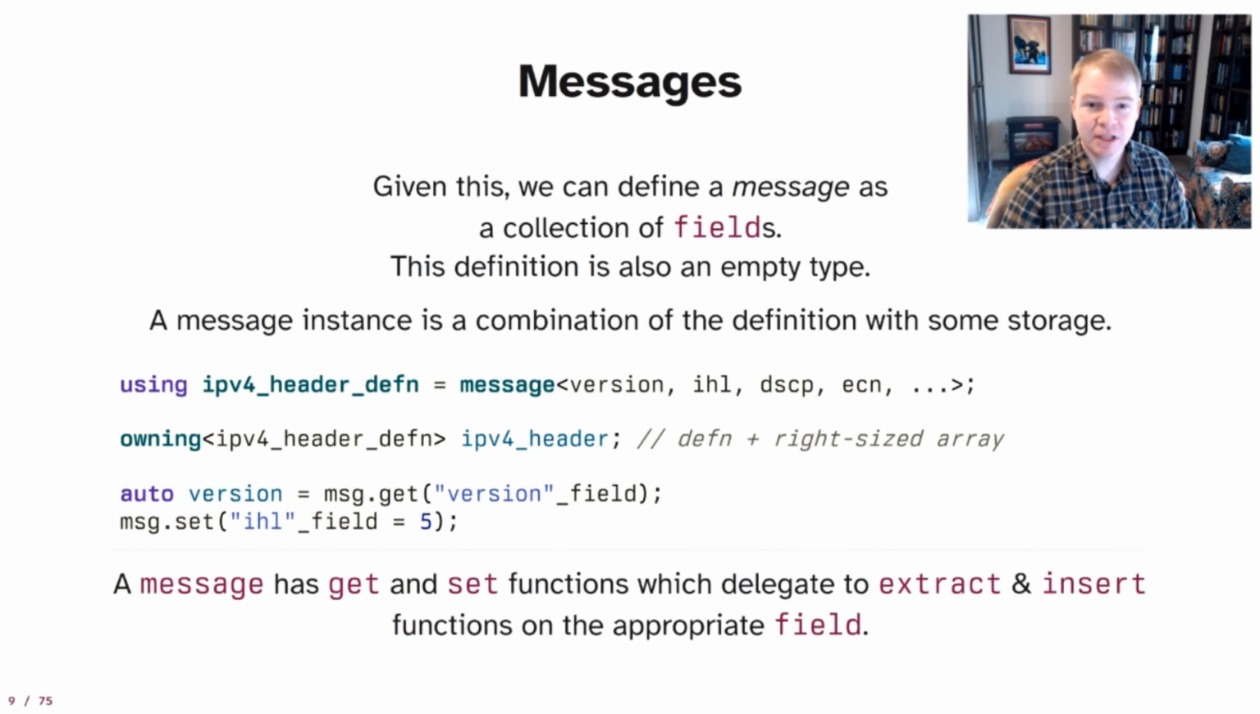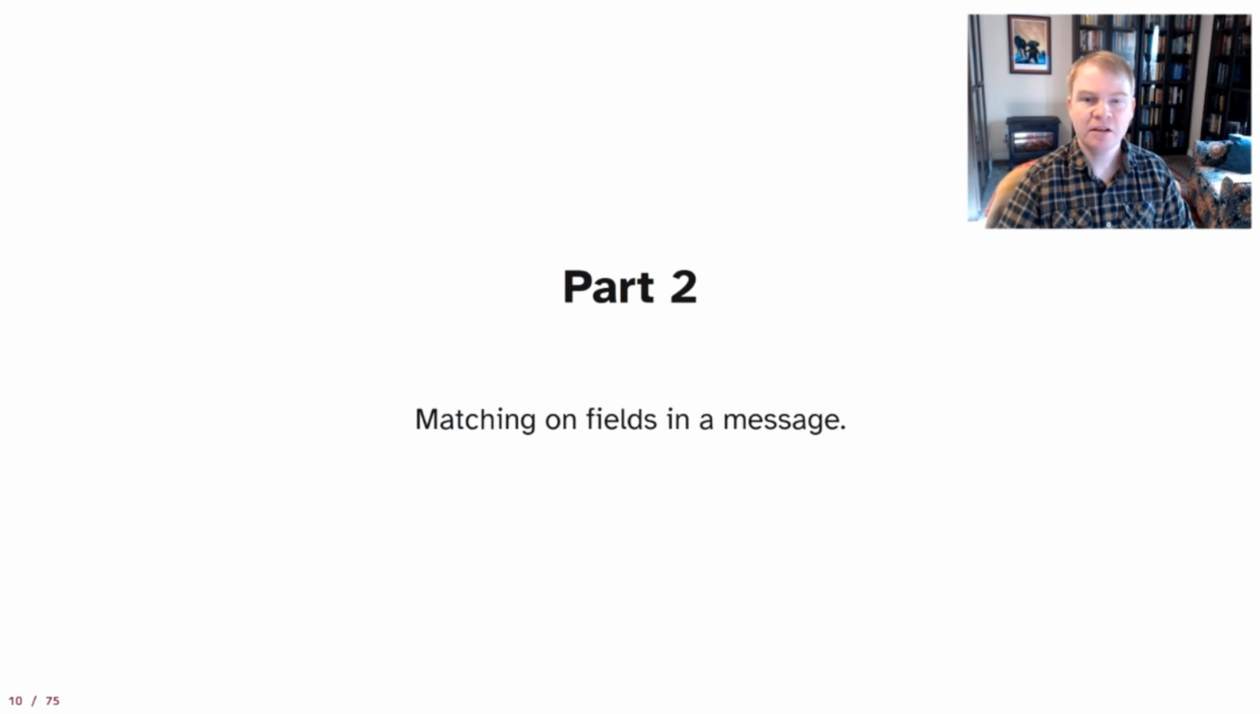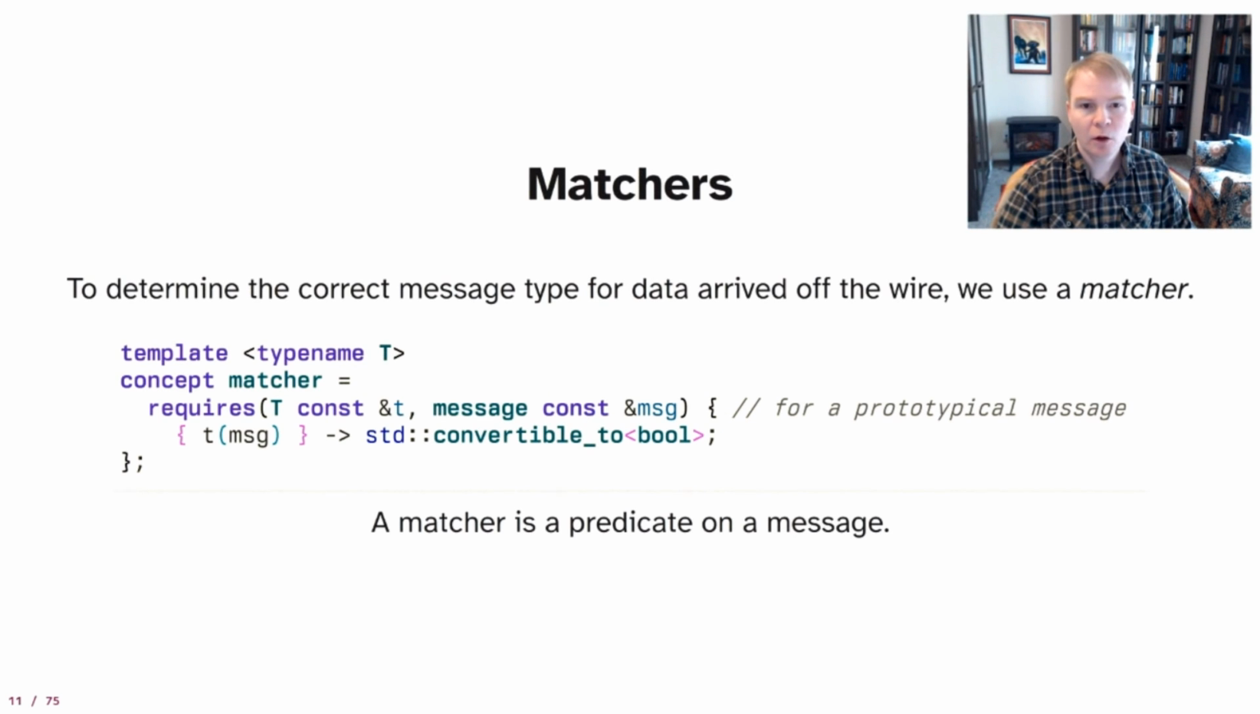Machinery in the type system that allows us to make these things in a declarative way and work safely on the plain data underneath. Okay, so now we know what fields and messages are, let's look at how to identify messages that come off the wire using what the library calls matchers. What's a matcher? It's a predicate on a message, a function object that, given a message, returns a Boolean value. Here's what a concept for a matcher T might look like. Now, I'm cheating a bit for the slide. Assume we have a prototypical message here.